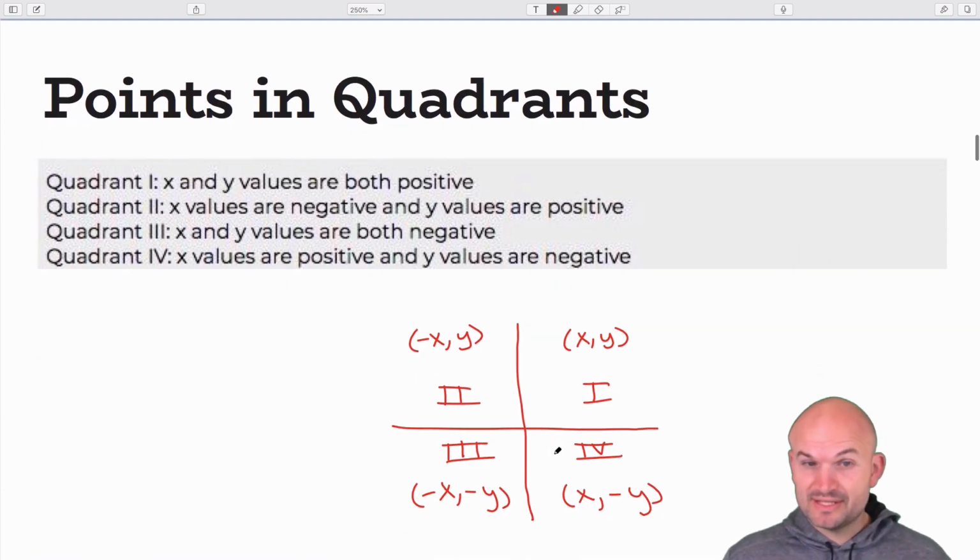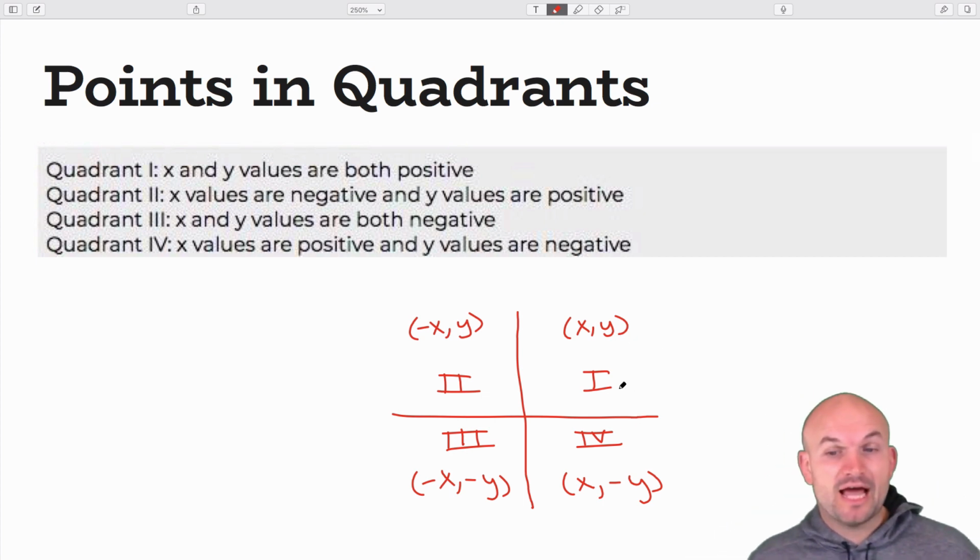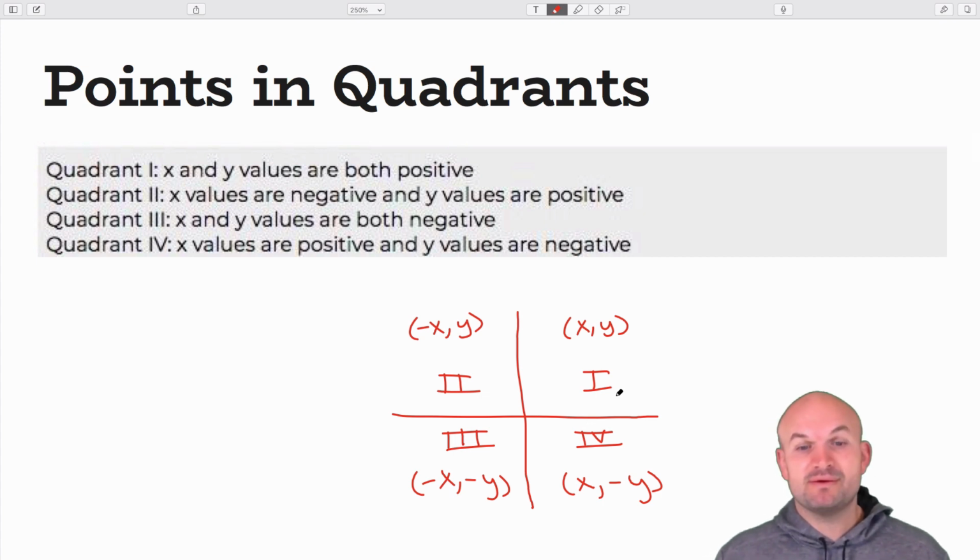I already kind of talked about this in that warm-up, but one thing I wanted students to see is this little summary here. In quadrant 1, the coordinate point x, y is always positive. That's what's awesome about quadrant 1. When I know something is in the first quadrant, this is really helpful. We know that x and y are going to be positive.